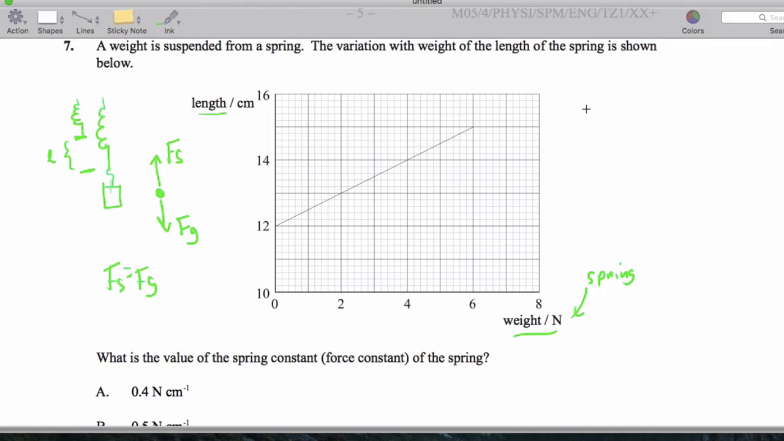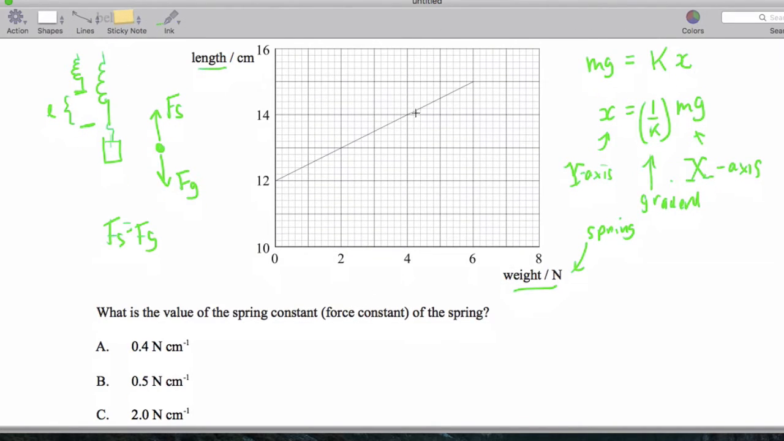So it turns out that mg, the weight, equals k times the length of the spring. Now, since we're plotting x and weight, let's be clear, when we rearrange, this is going to be 1 over k. So this is on the x-axis. This is on the y-axis. And this is the gradient.